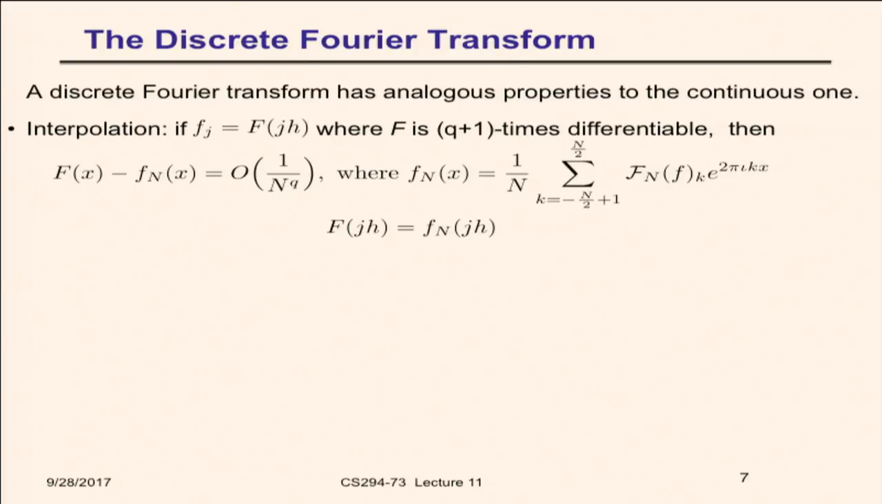You will often hear people refer to things as spectrally accurate. So this is what they are referring to, and the property of spectrally accurate is to contrast this with what you have in finite difference methods. In a finite difference method, or anything like the finite difference method or finite element method, you will typically have something that looks like h to the q, where h is the mesh spacing and q is the order of accuracy of the method.